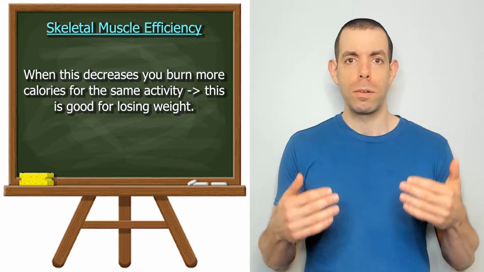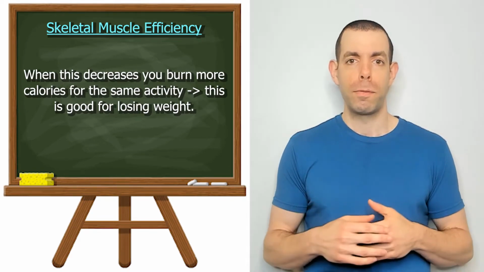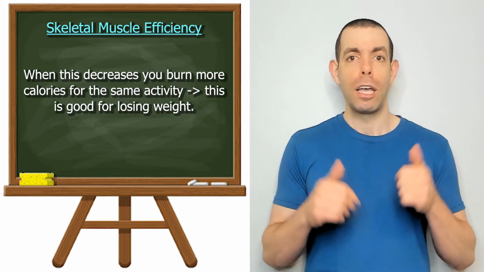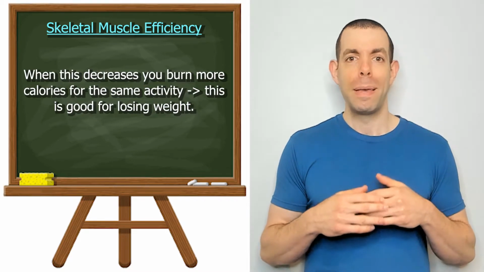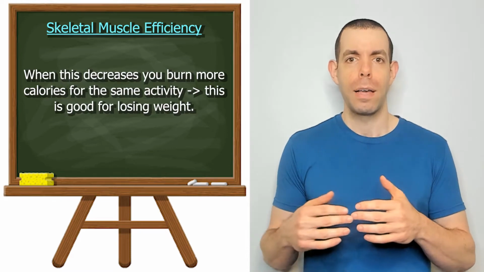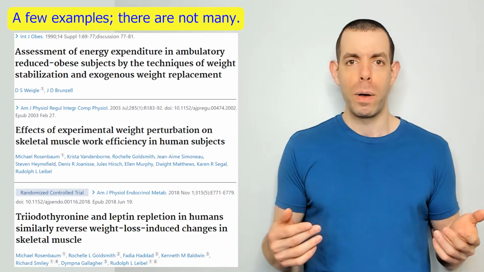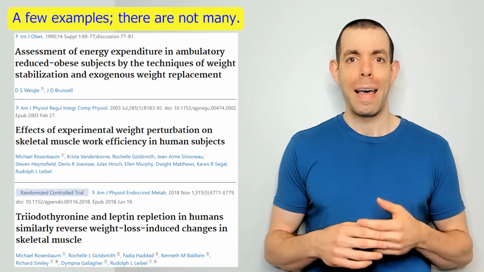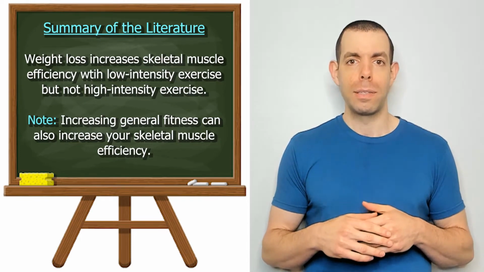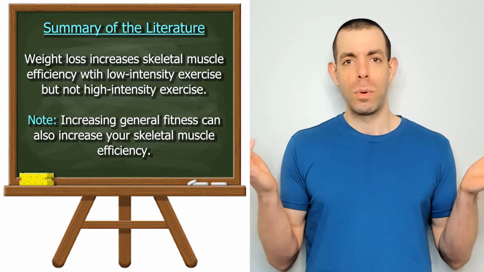This is fairly obvious, but there's actually a second component that you need to consider, and that is your skeletal muscle efficiency. This describes how many calories your muscles need to use to perform a given amount of work. And when this decreases, that is a good thing for weight loss purposes, because that would mean that your muscles need to use more calories for the same amount of exercise. There are a handful of small studies that have evaluated how this changes with weight loss. What they typically find is that as you lose weight, your skeletal muscle efficiency will increase with low-intensity aerobic exercise. This is unfortunate for weight loss purposes, but it is what it is.